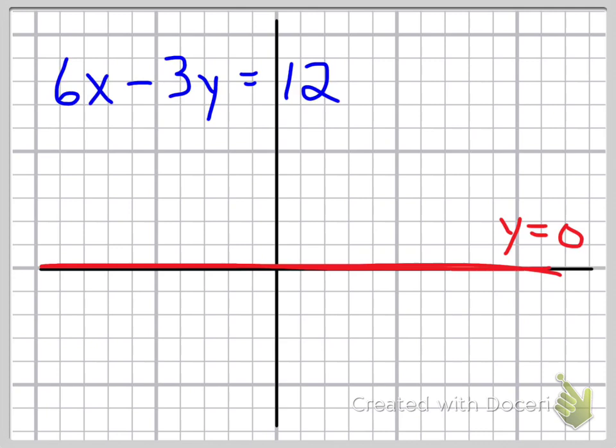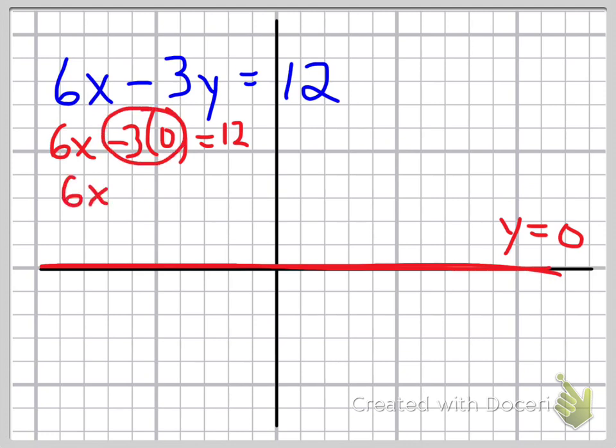So if I take my equation and put in 0 for y, I will have 6x minus 3 times a y value of 0 equals 12. This all just becomes 0. So I have 6x equals 12 and x equals 2. That means I now have an x-intercept of 2.